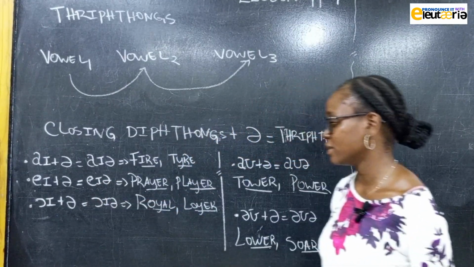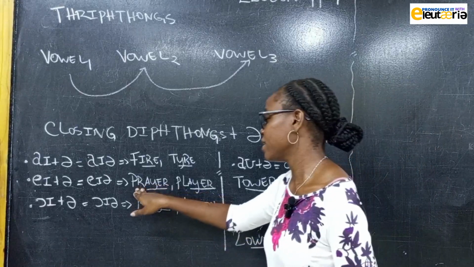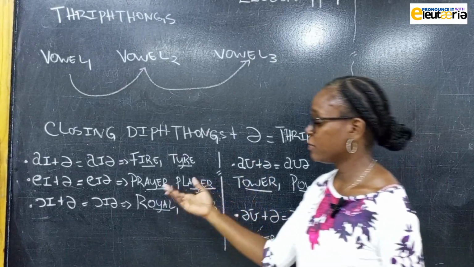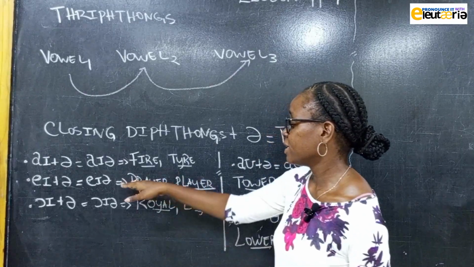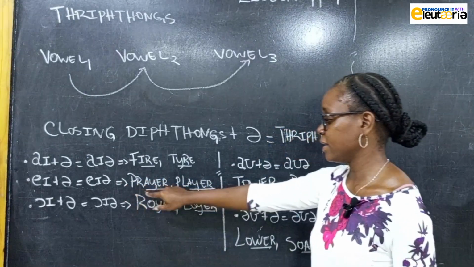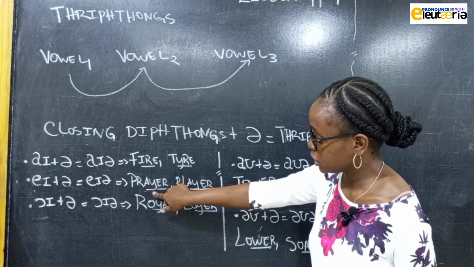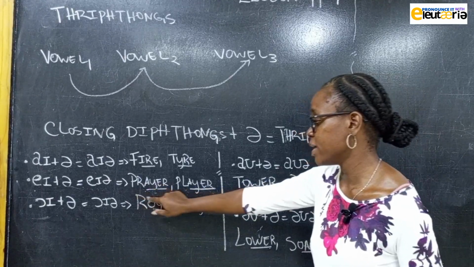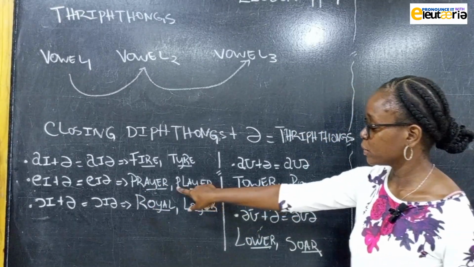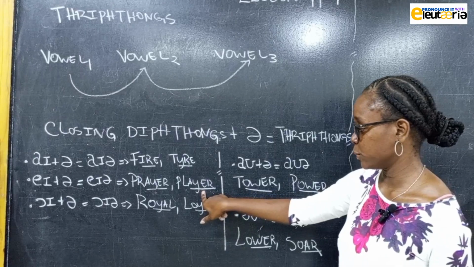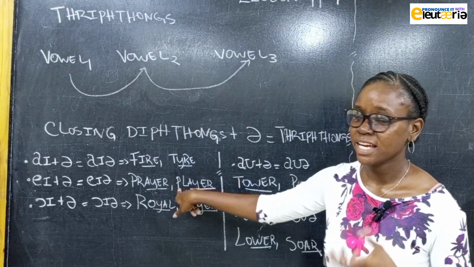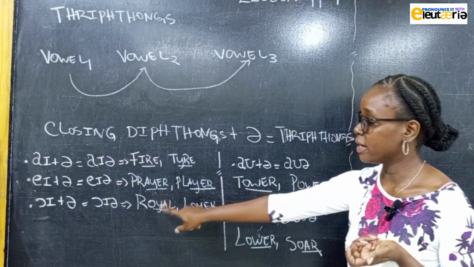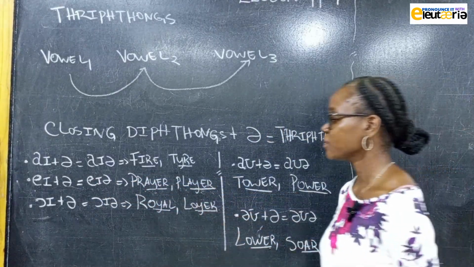And in this case, we have the triphthong ea. Where do we find ea? In words like prayer, player, air. So that's where we find the triphthong ea. Here in this case, it is located here. Prayer, prayer. And here it's also located at the end of the word. Player, player, air.